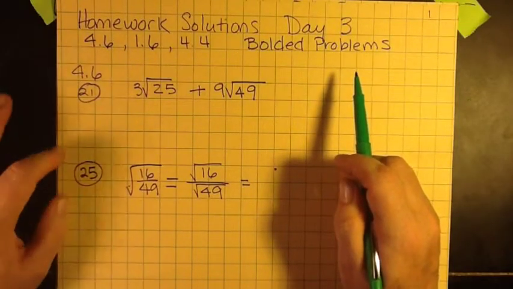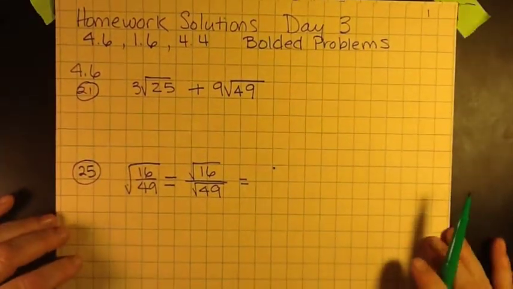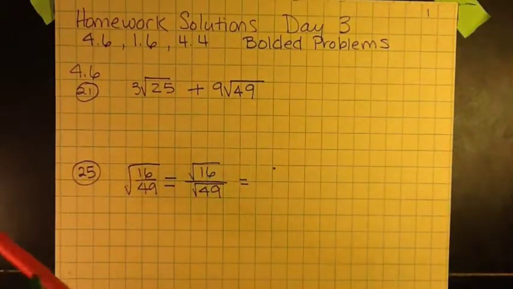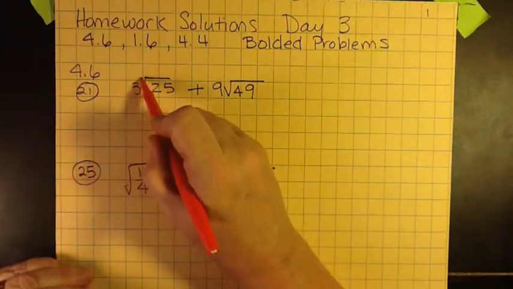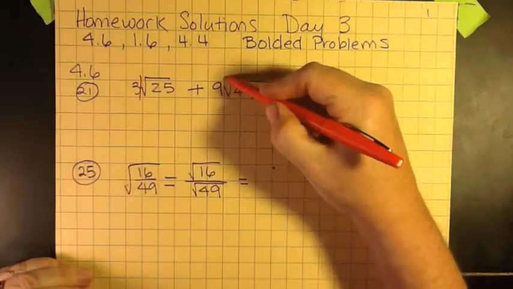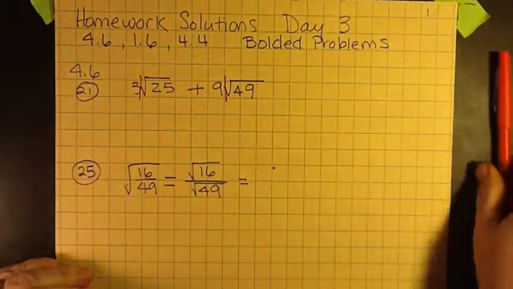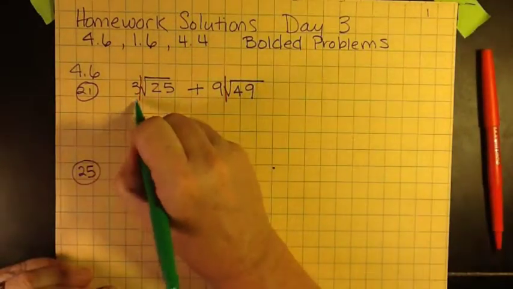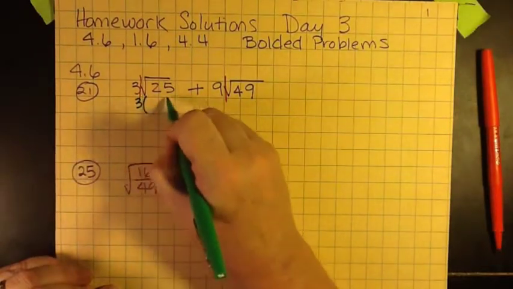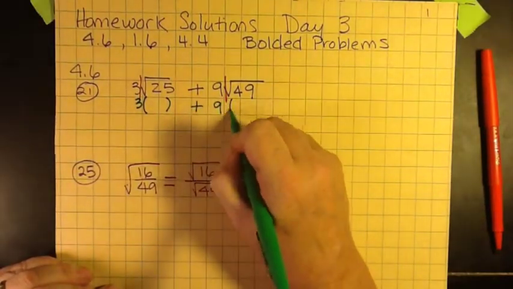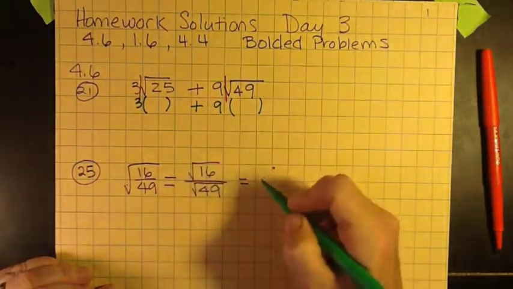So the first set of problems has to do with square roots, and what I want you to remember, a very important thing here, is if you have a number right next to either a parentheses or in this case the radical, you're going to multiply. So I can rewrite this as 3 times whatever that is plus 9 times whatever that is.